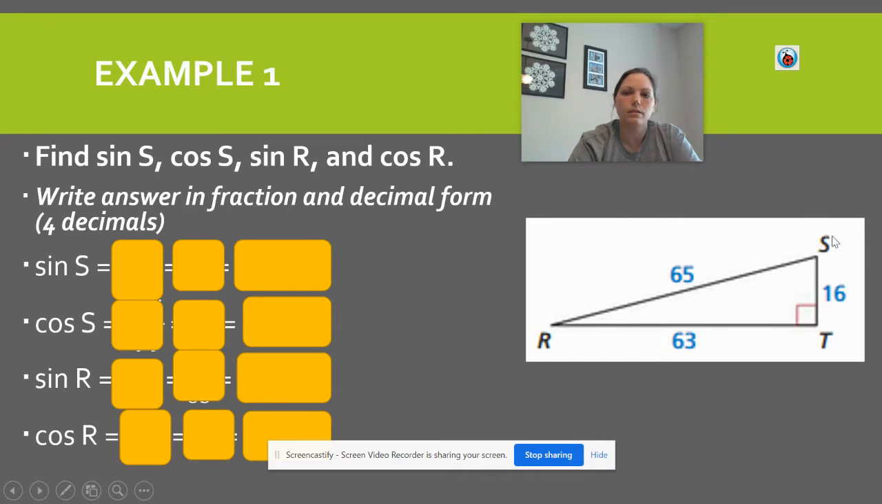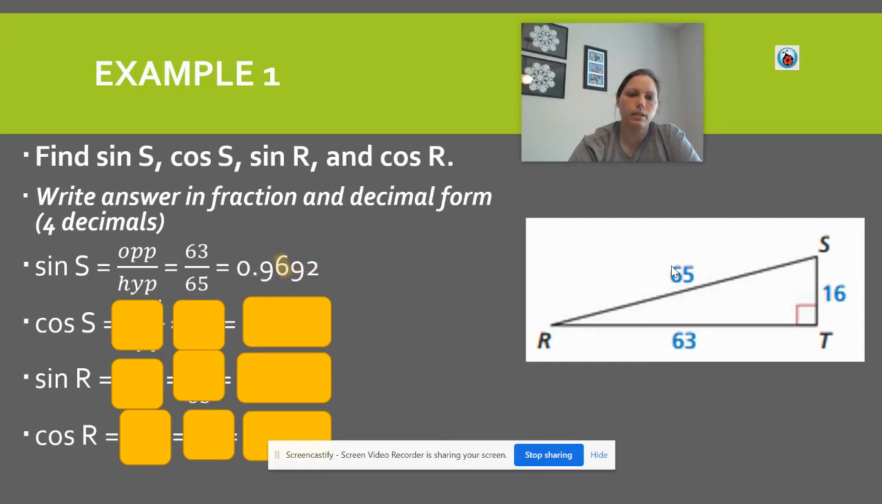Okay, so if we start with the sine of S, we have to start with angle S. And looking at angle S, remember sine is the opposite over hypotenuse. So looking at S, the opposite side is 63, and the hypotenuse of the triangle is 65. So there's our fraction. We can't simplify it, there's no common factors. And then we just type that in the calculator and we get 0.9692 to 4 decimals.